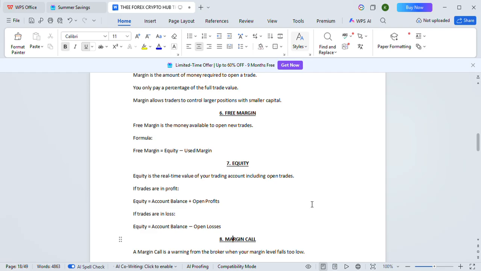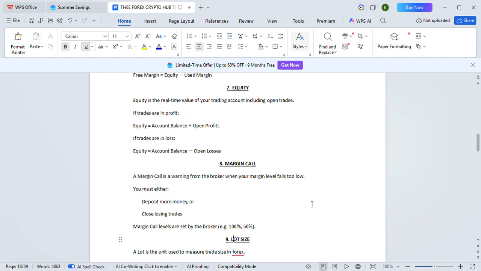We have a formula there. Equity is equal to account balance plus open profit, that is running profit, and if it's in a loss, it is account balance minus the loss, you subtract. Then we have a margin call. A margin call is a warning from the broker when your margin level falls too low.